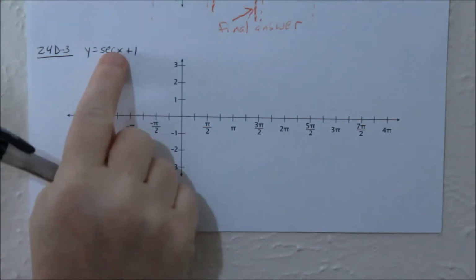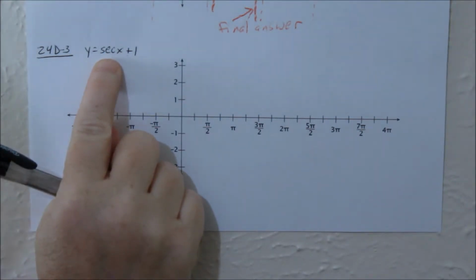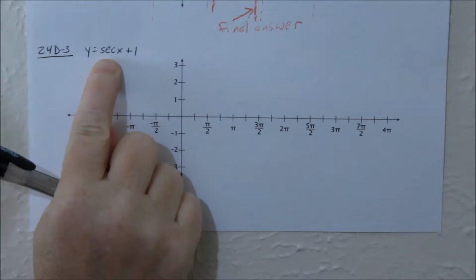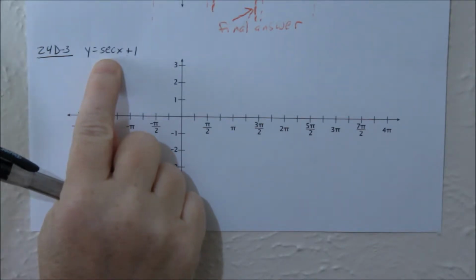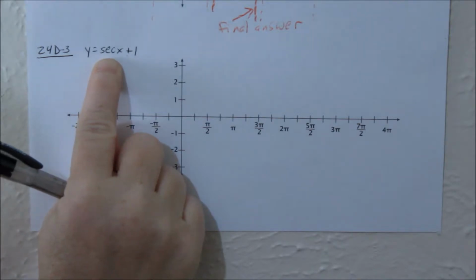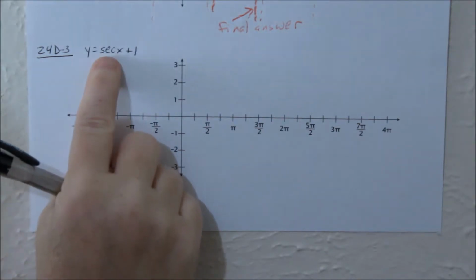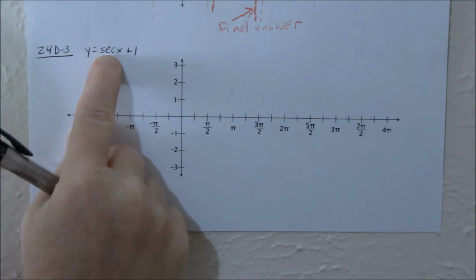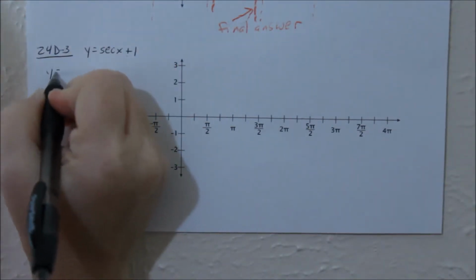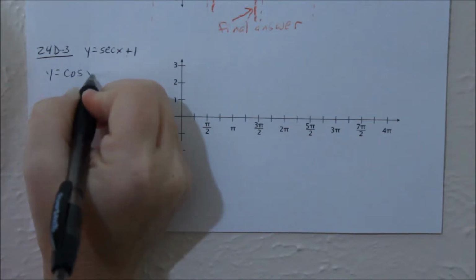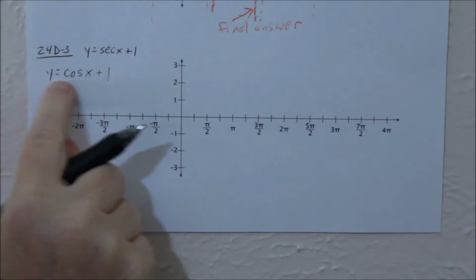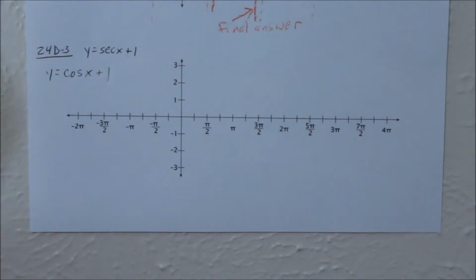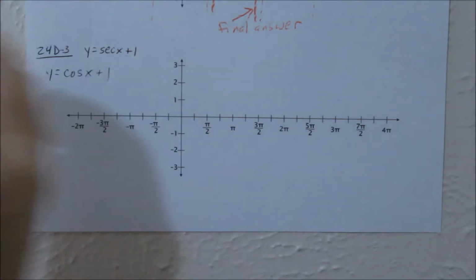So my recommendation is to always graph your basic sine or cosine first. Make your changes to sine or cosine. Then draw the opposite of that, which will be your secant or cosecant. Okay, so secant. What is the reciprocal of secant? Reciprocal of secant is cosine. So basically, I am going to graph y equals cosine x plus 1. I'm going to graph that curve first. Then I will do my secant.